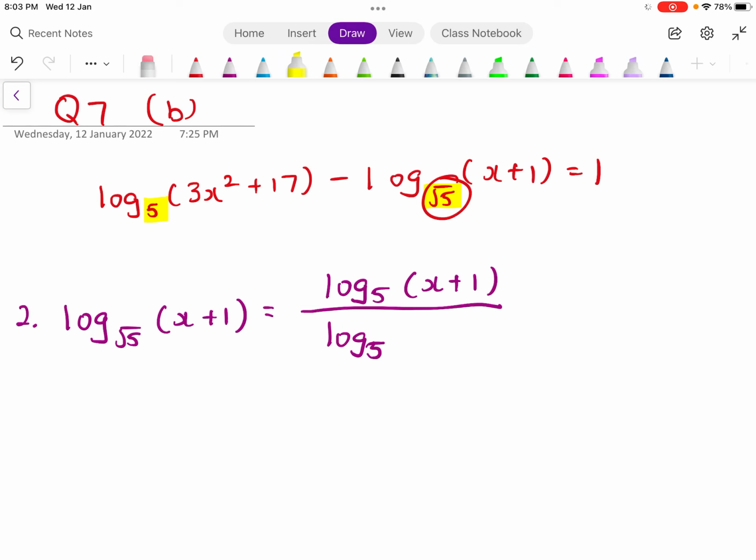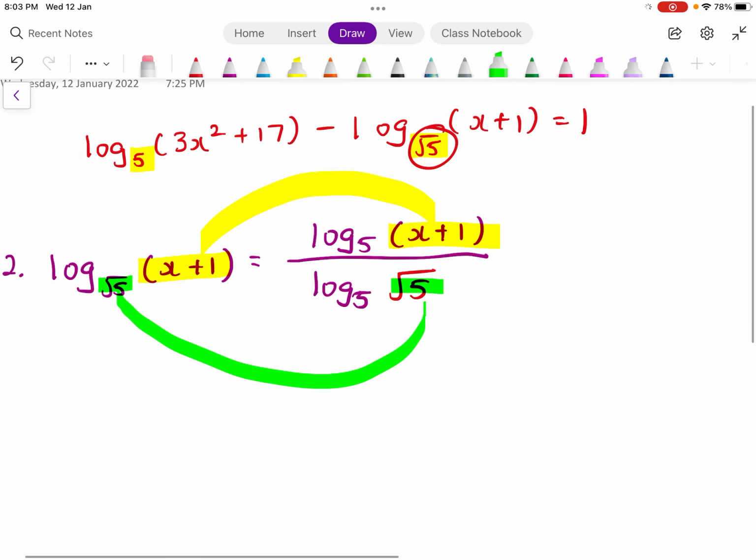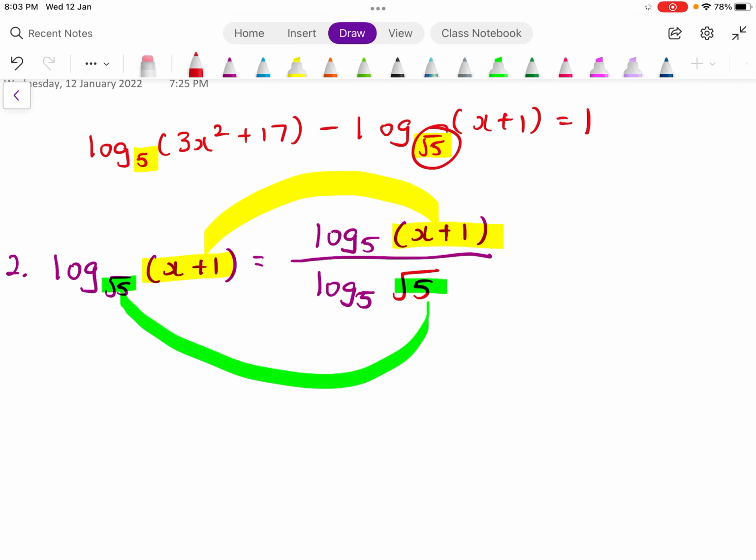So how does the x plus 1 come from? It comes from here. Then after that, the denominator, you put square root 5. Where did the square root 5 come from? It's from here. So 1 is on top, 1 is at the bottom, right here. That is how we change the base. Of course, if you look at the base, I change accordingly. So log base 5 of (x plus 1), then after that, log base 5 of square root 5.